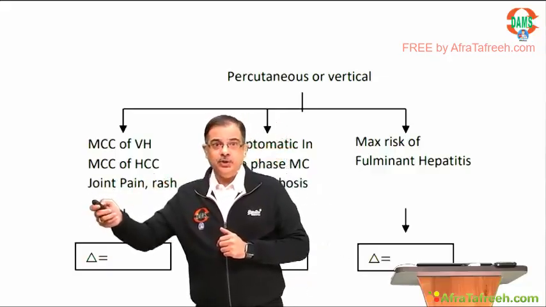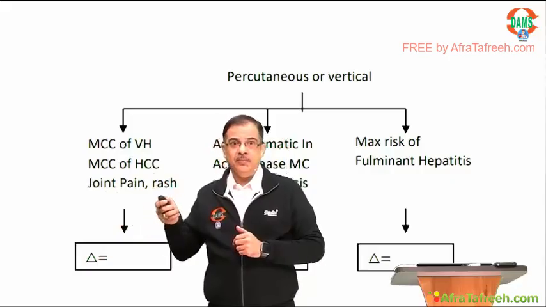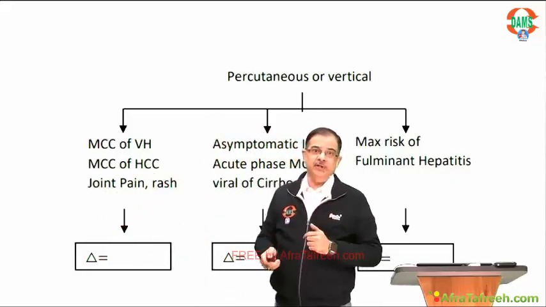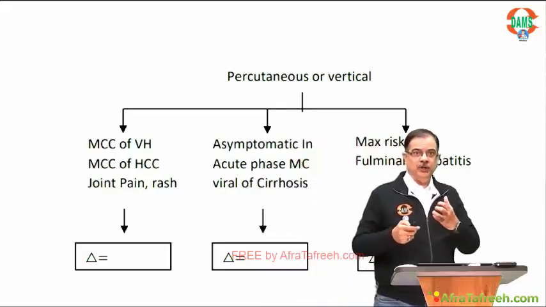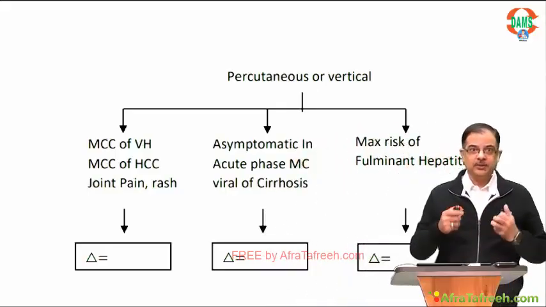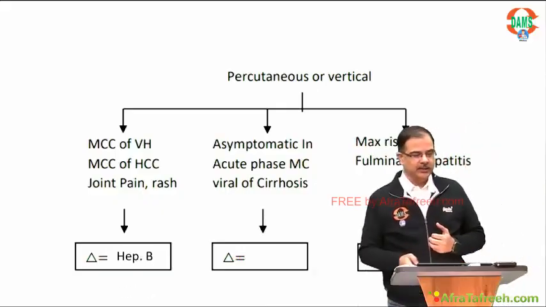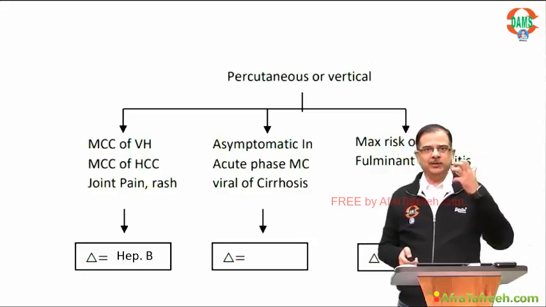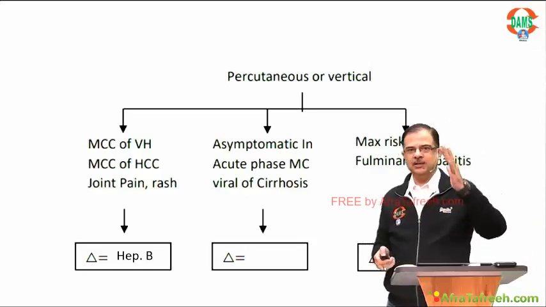Patient has joint pains, rashes. Joint pain and rashes is the classical feature. It is indicative of serum sickness. So this is serum sickness. This is a case of hepatitis B. We should be so confident that without looking at the serology, we will mark the correct answer that it is a hepatitis B scenario.